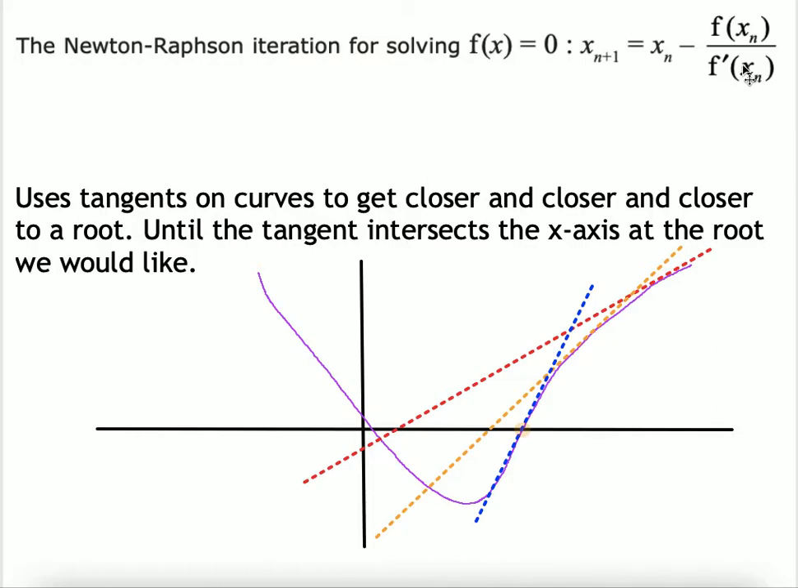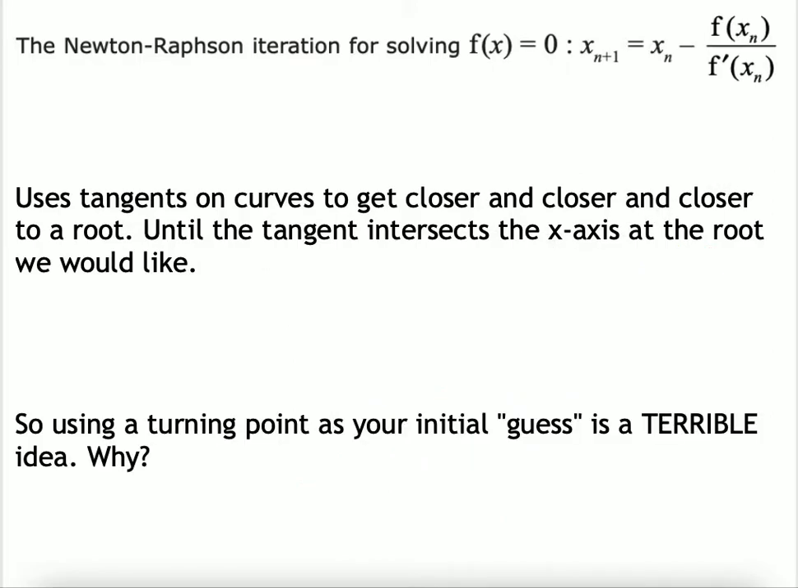What this is in fact doing is using the tangents on the curve to get closer and closer and closer to a root, until the tangent eventually intersects the x-axis at the root that we would like. Each time you do the iteration, it's creating a tangent that is closer and closer to the root of the function.